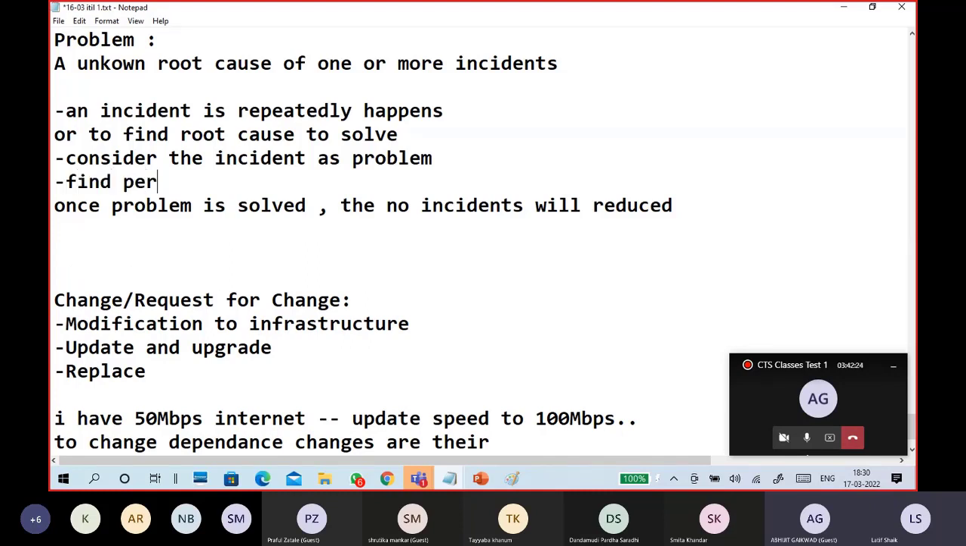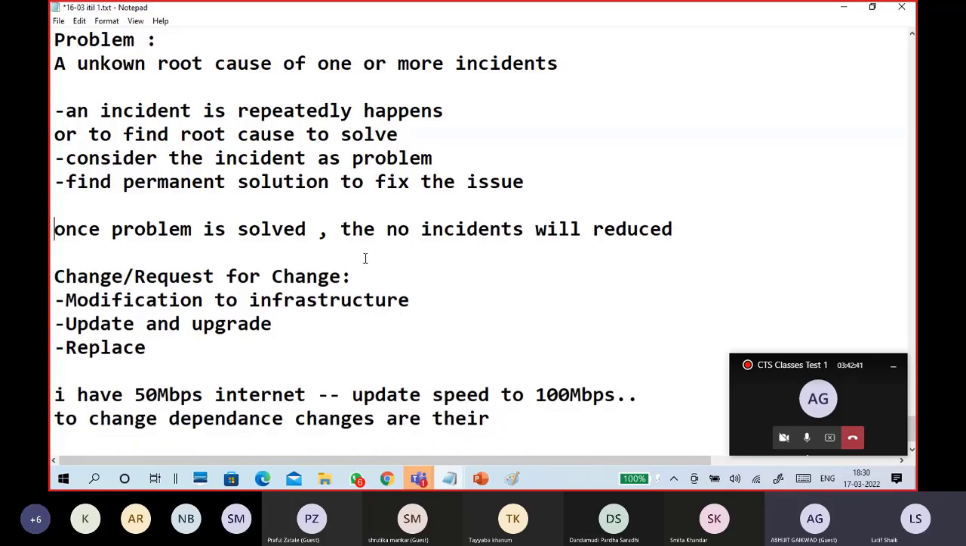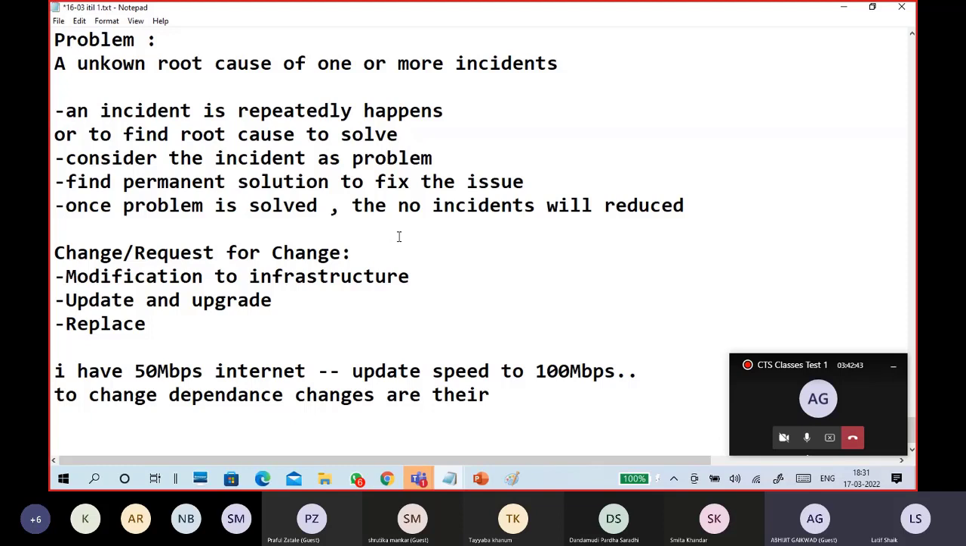It means finding a permanent solution to fix the issue or problem. Find a permanent solution, not a temporary solution. Once the problem is solved, then no incidents will occur, or at least the number of incidents will reduce.